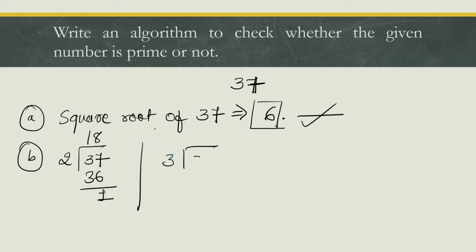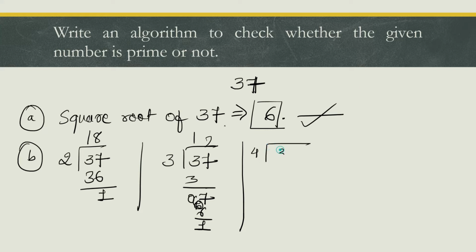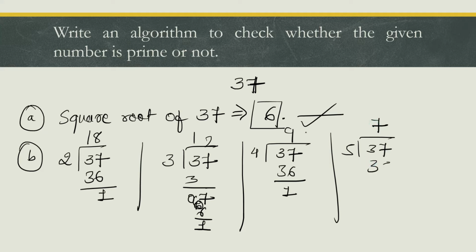Then divide 37 by 3. 3 12s are 36. We are getting remainder 1. We are not getting remainder 0. Then divide by 4. 4 9s are 36. Remainder 1. Then divide 37 by 5. 5 7s are 35. Remainder 2. Then divide 37 by 6. 6 6s are 36. Remainder 1.